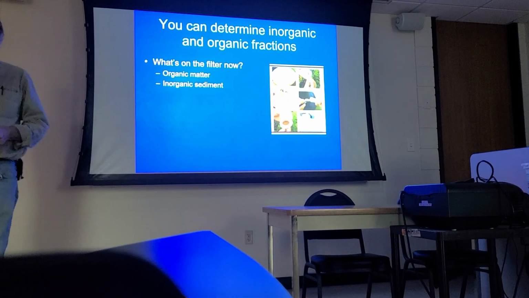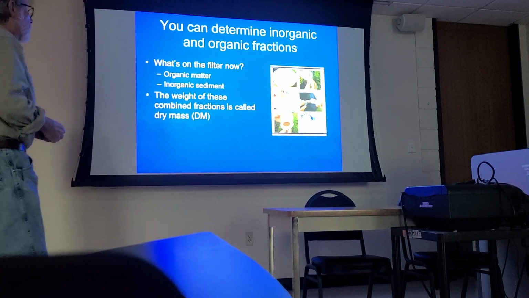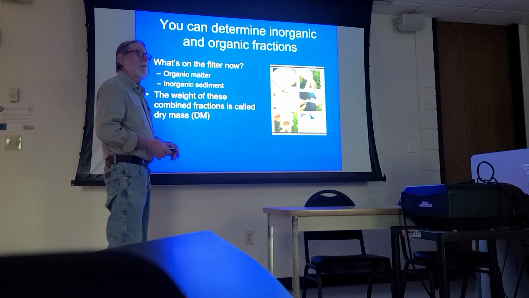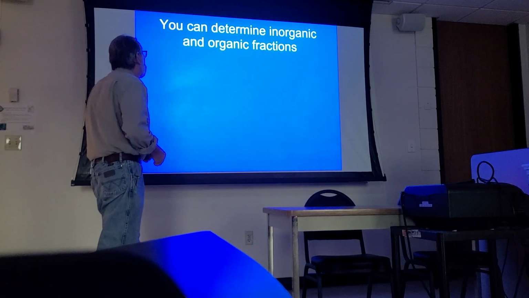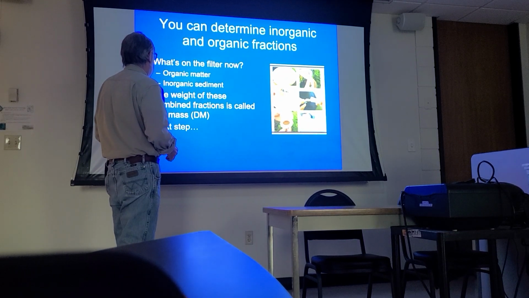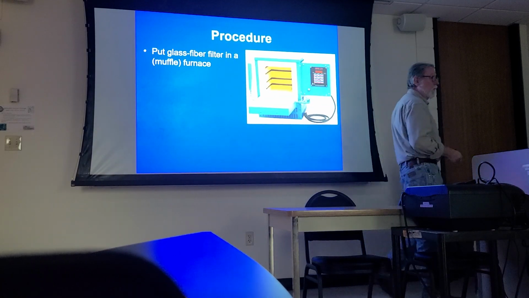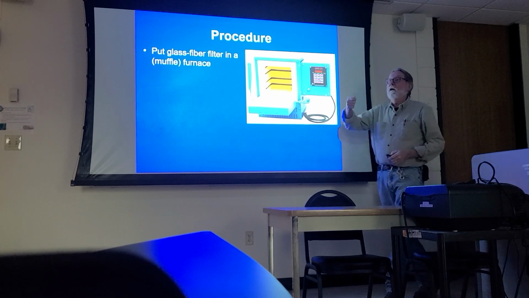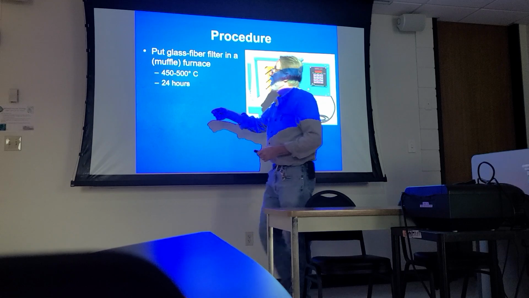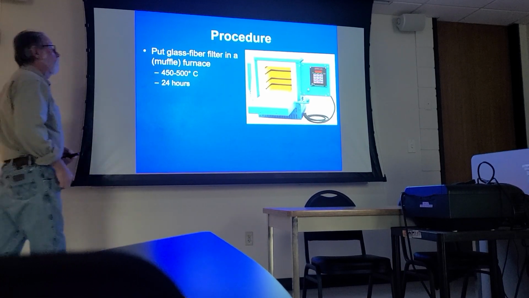So you take that glass fiber filter. Right now, you've got these together, so you have what is called dry mass. The next step is called a muffle furnace. You take that glass fiber filter and you put it in a muffle furnace. The muffle furnace burns at up to 550 degrees C, and you do it for 24 hours.